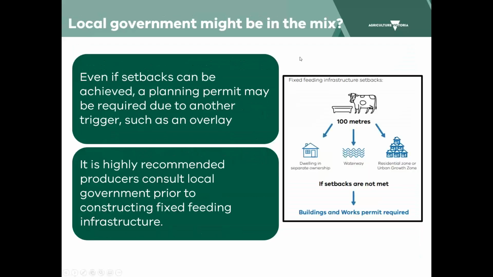And if you do need to include local government, for example, here in Victoria, we've got setbacks. So if the fixed feeding infrastructure, so that's any component associated with the stock containment area, the laneways, the pens, the bunks, any effluent management that needs to be in place, if that's 100 metres from a dwelling, so somebody else's house, a designated waterway as per the Water Act of 1989, so basically a blue line on a map, or residential zone or urban growth zones.